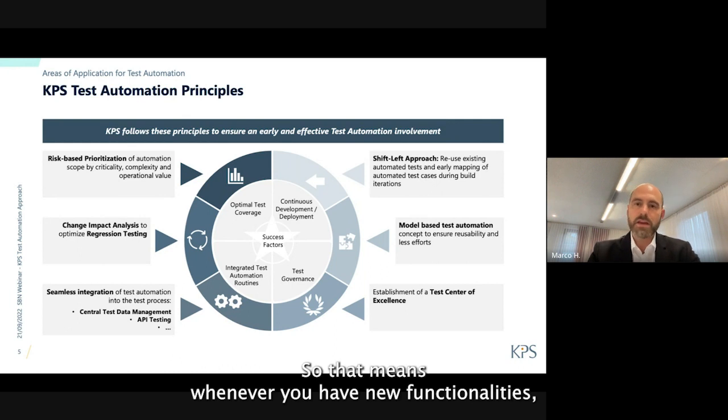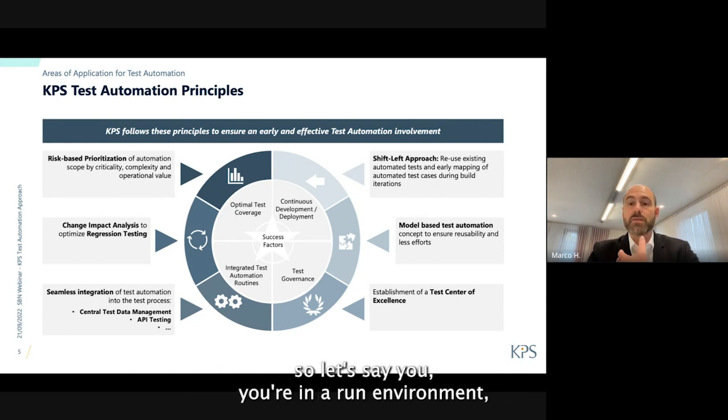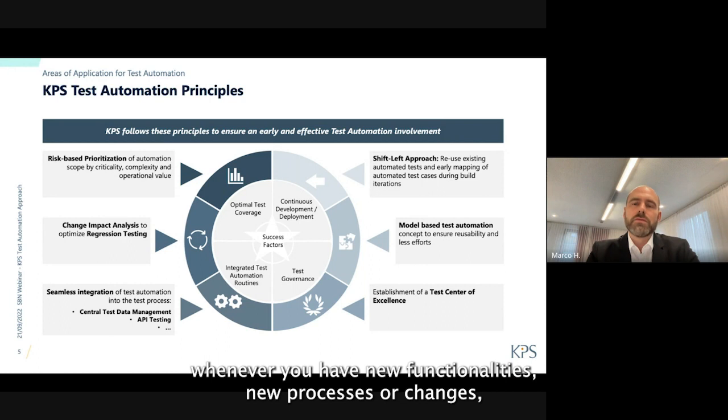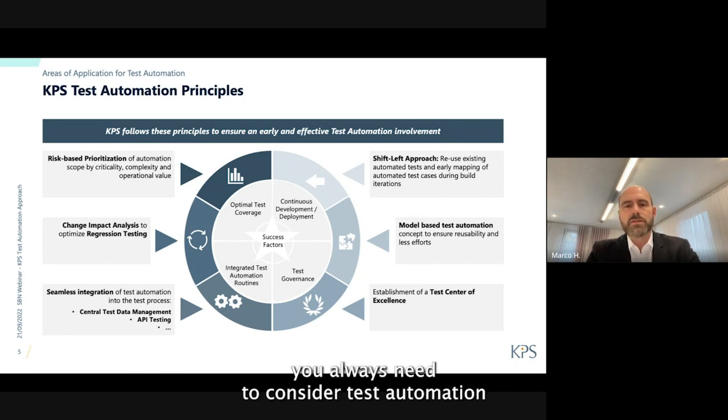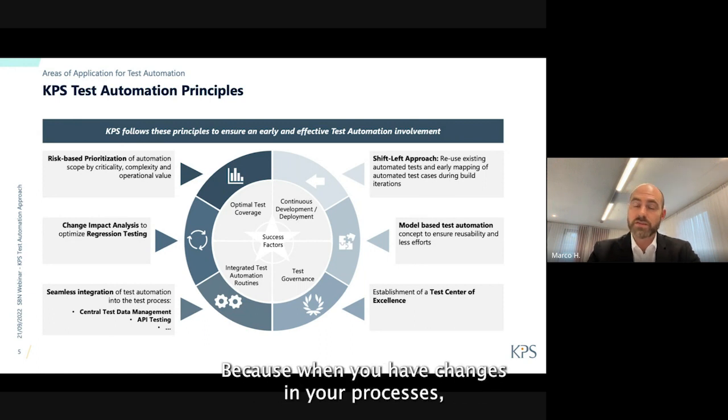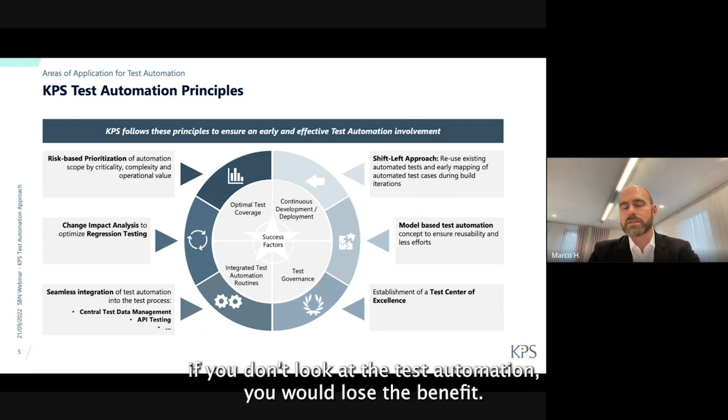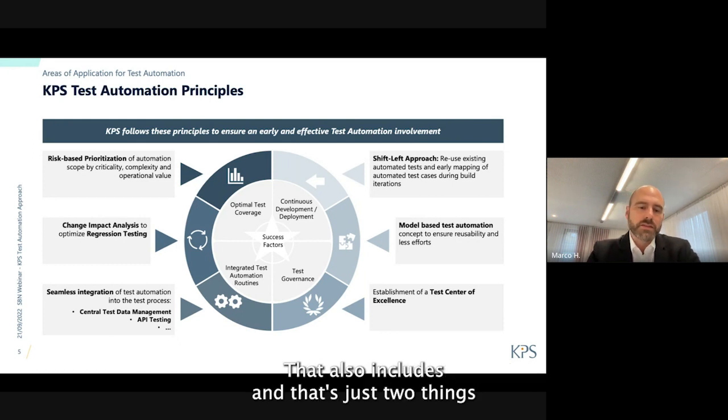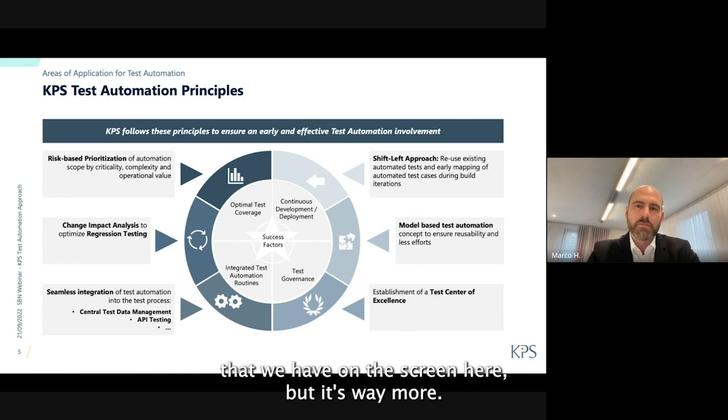So that means whenever you have new functionalities, so let's say you're in a run environment, whenever you have new functionalities, new processes or changes, you always need to consider test automation, because otherwise it wouldn't be sustainable. Because when you have changes in your processes and you don't look at the test automation, you would lose the benefit.